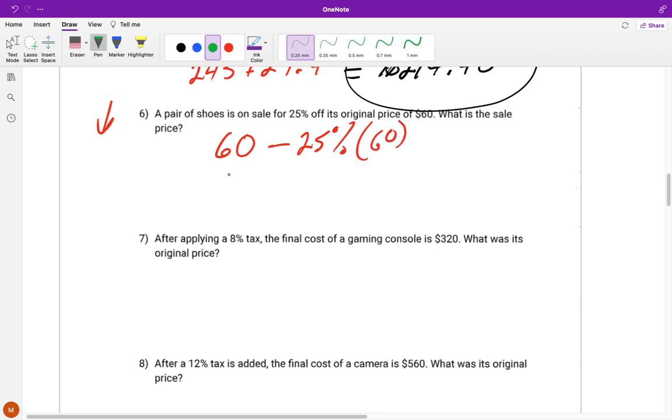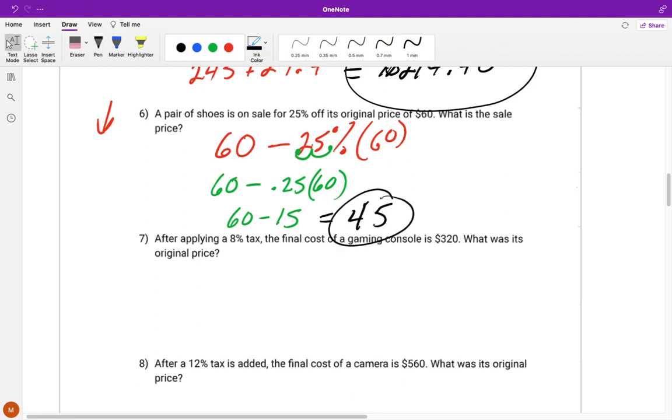So then this is going to be 0.25. So 60 minus 0.25 times 60. And 0.25 times 60 is equal to 15. So it's 60 minus 15, which is equal to $45. So that's how much we are going to pay for that.